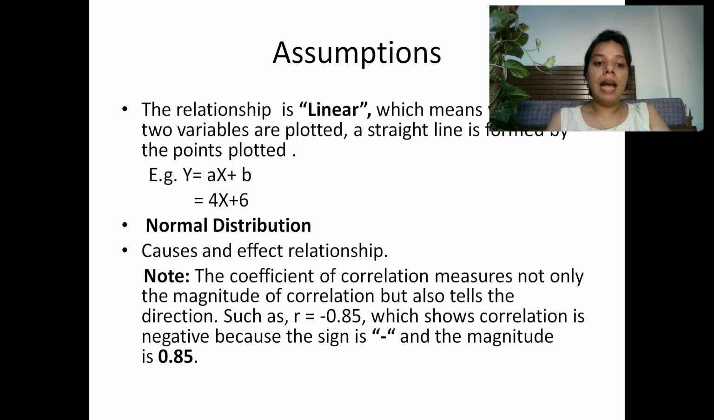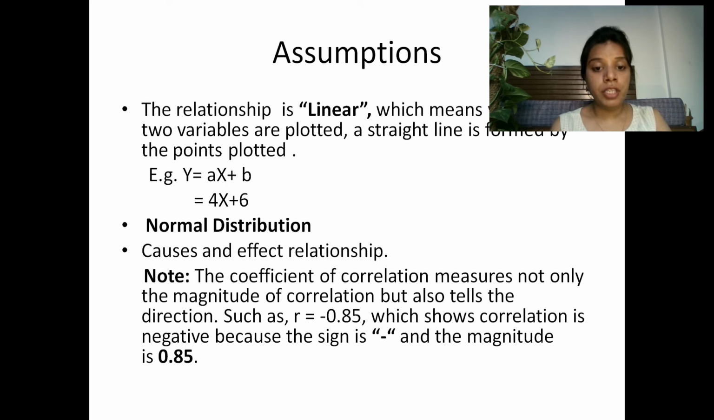Now the last note is that whatever value we are getting from r always tells us two parts. One is the direction of the coefficient of correlation and second is the magnitude of correlation, right? So magnitude is equal to strength, the strength of the correlation, and the plus and minus sign will show the direction. Here the sign is negative.